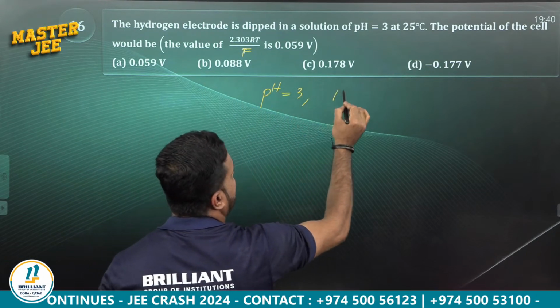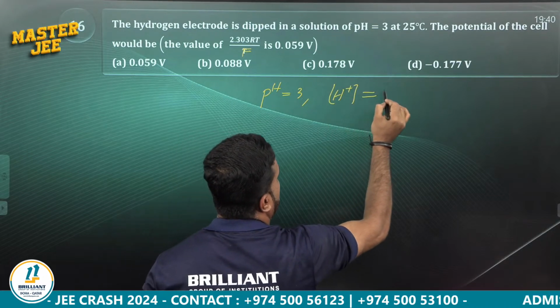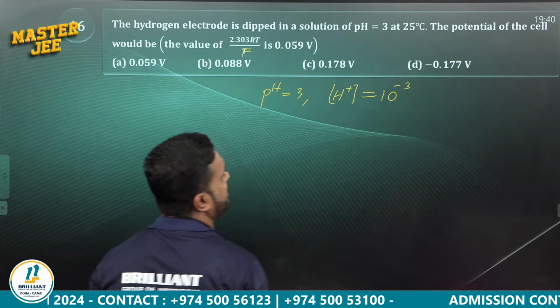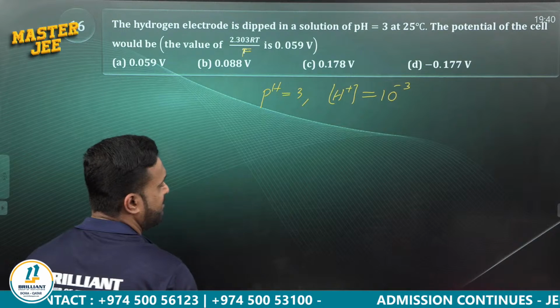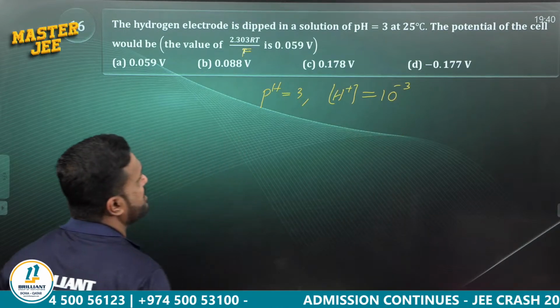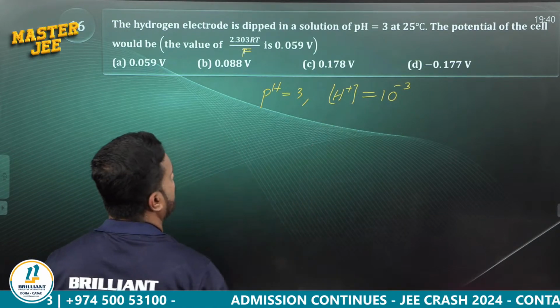pH is equal to 3 means, keep in mind, what is the H plus ion concentration? H plus ion concentration is 10 power minus 3. Hope you got that. We have done this, even for normal CBSE, you know that one. So H plus ion concentration is equal to 10 power minus 3.